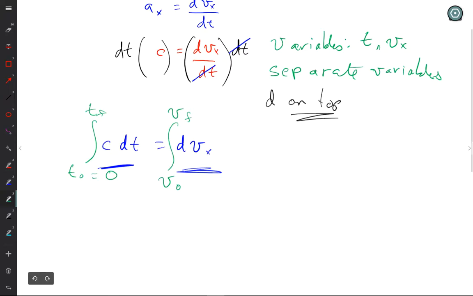C is a constant, so how is a constant affected by an integral? It's not. So the c is going to remain. What's the integral of dt? Just t. So I'm going to have time, but then I have to put my limits. We generally show the limits like this.